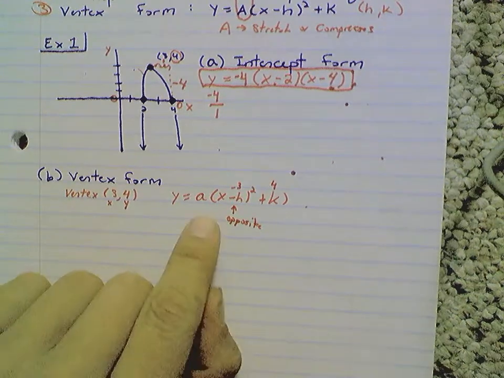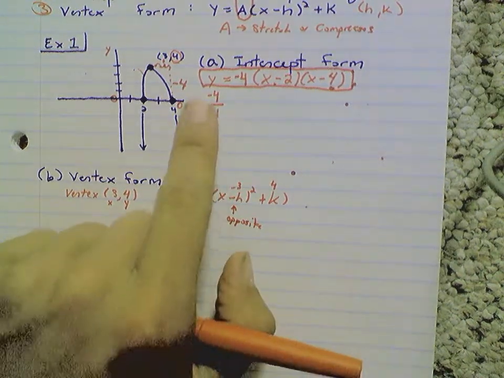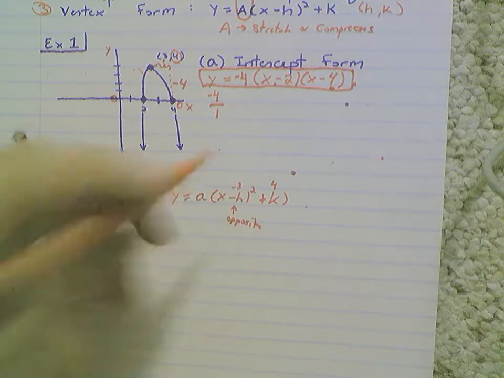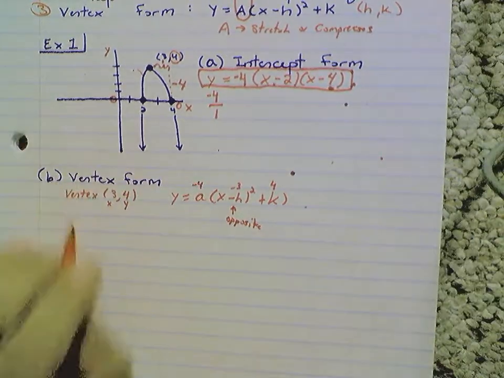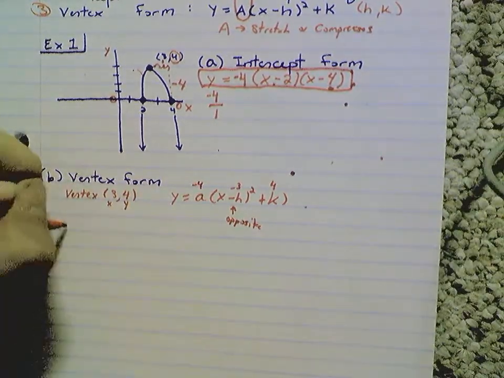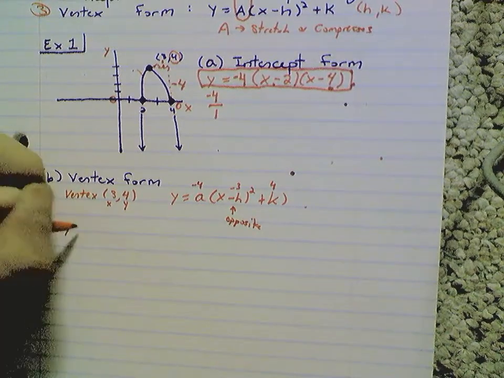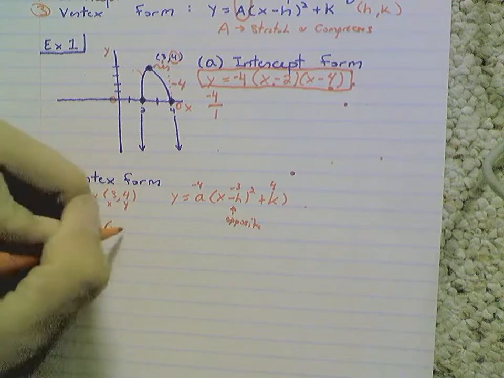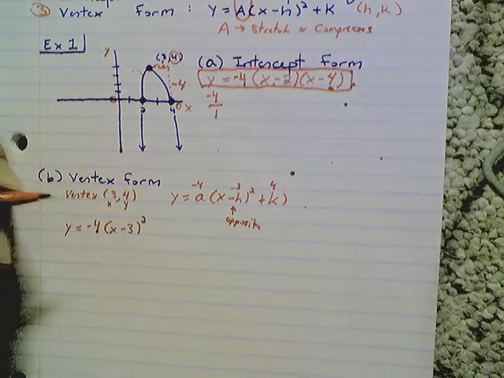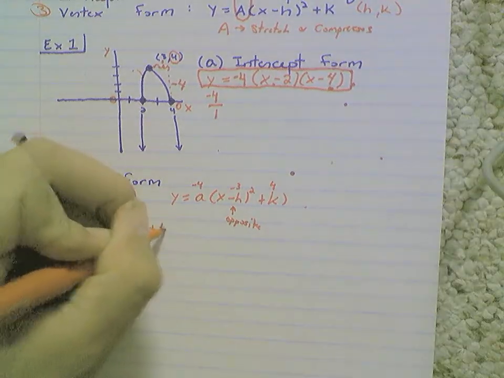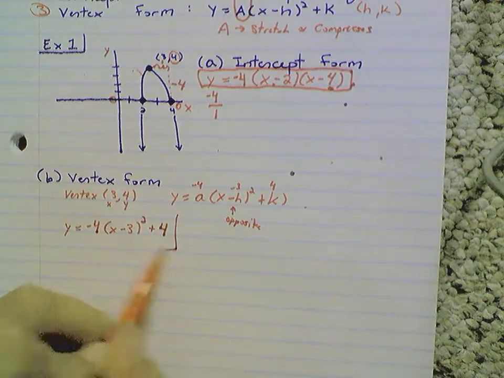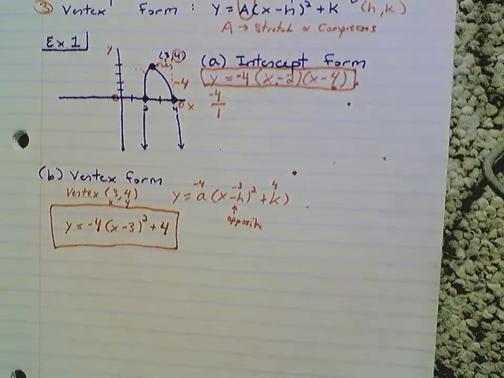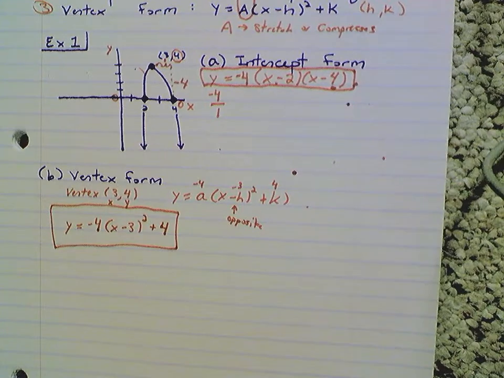And then once again, my a value hasn't changed from intercept form. It's still going to be negative 4. So if I want to write this in vertex form, I'm going to get y equals negative 4 times x minus 3 squared plus 4. This will be the equation in vertex form.